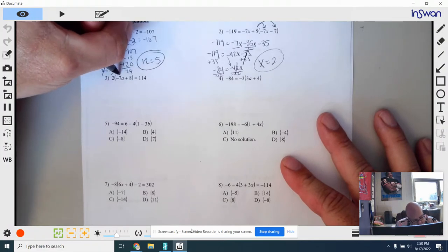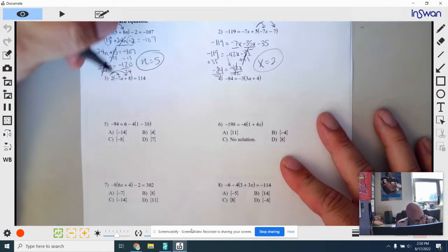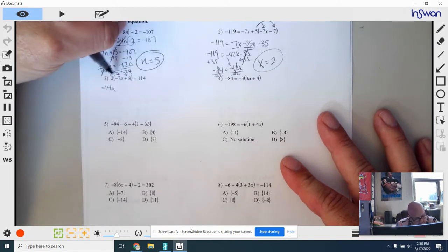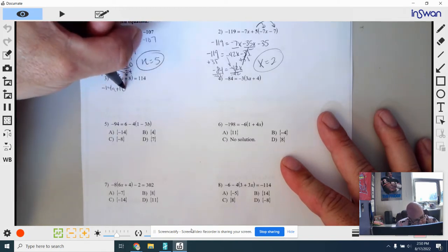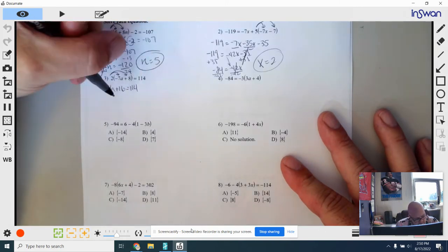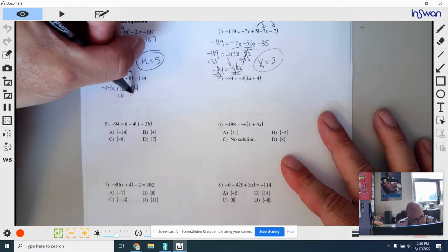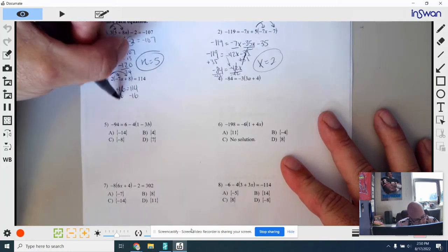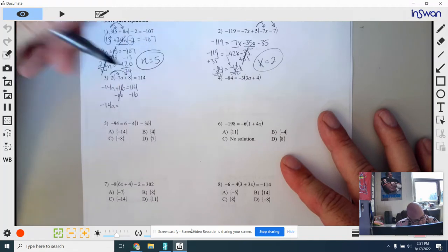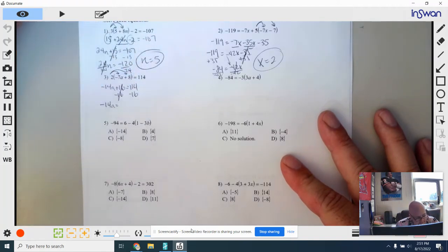Draw an arrow from the 2 into the parentheses. So 2 times negative 7a is negative 14a. 2 times 8 is positive 16 equals 114. All right, we're going to subtract 16 to both sides. And when I do that, that cancels. So I got negative 14a equals 114 take away 16 is 98.